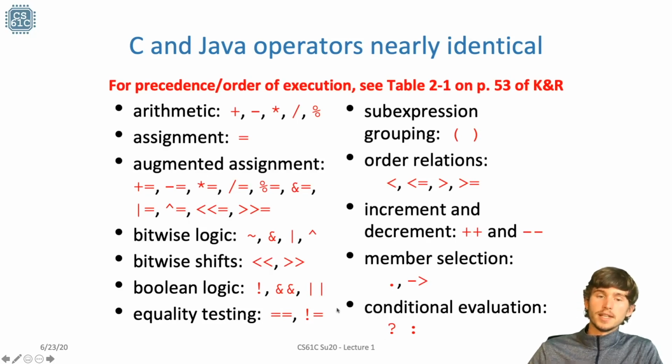So we can do something like: if some expression, return this value, or return this value. So if it's true, do this. If it's false, do this.